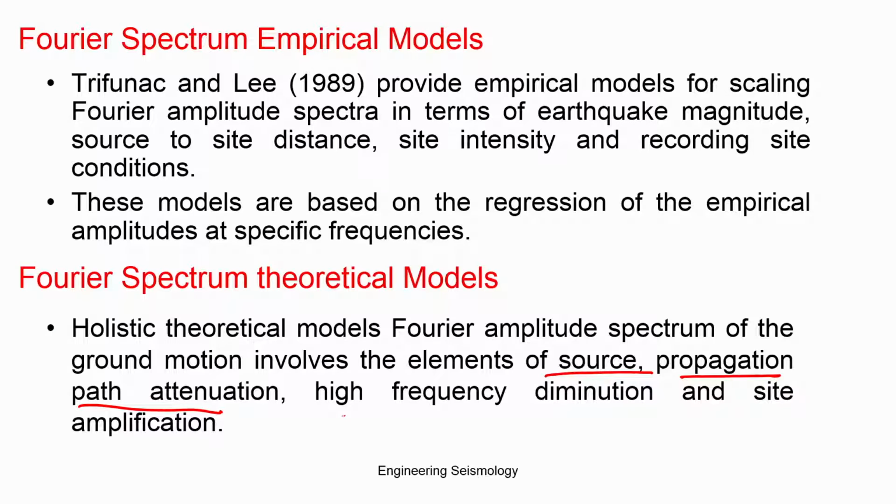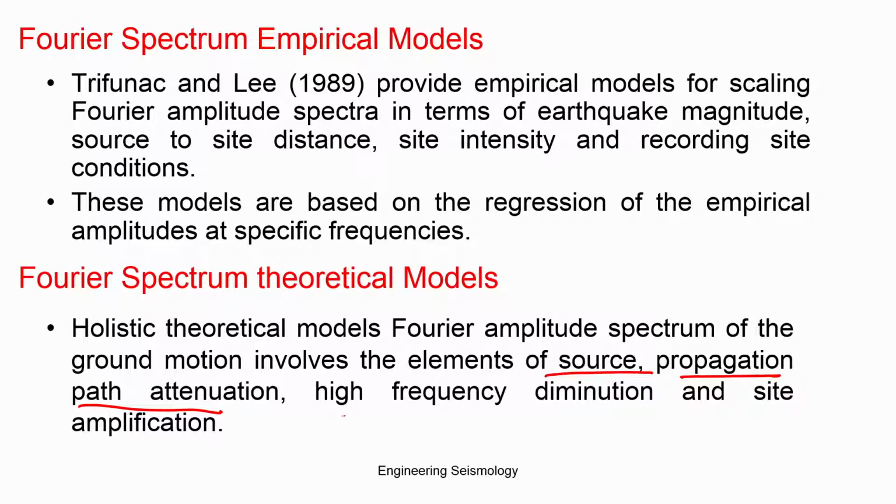Trifunac and Lee 1989 provided empirical models for scaling the Fourier amplitude spectrum in terms of earthquake magnitude, source-to-site distance, site intensity and recording site condition. These models are based on regression of the empirical amplitude of the Fourier spectrum. For the empirical model, they basically took a lot of Fourier amplitude spectra, took each frequency component, and tried to fit an empirical model to the data. You can use that model to get a Fourier spectrum in your region if the seismicity and seismotectonics are similar to those of the developed data.